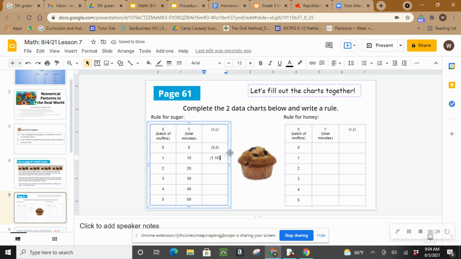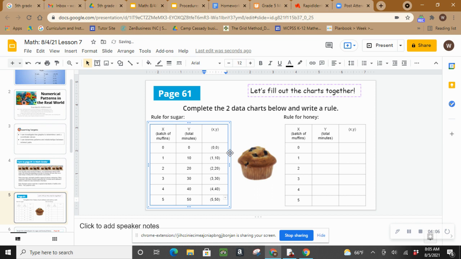If you want to challenge yourself to finish this out and then stop, pause the video and then play it after, to see if you get the rest of them correct. Next is 2, comma 20. Next is 3, comma 30. Next is 4, comma 40. And last on that one is 5, comma 50.